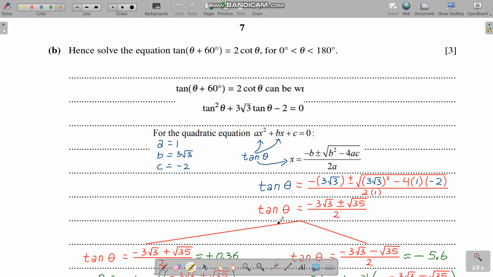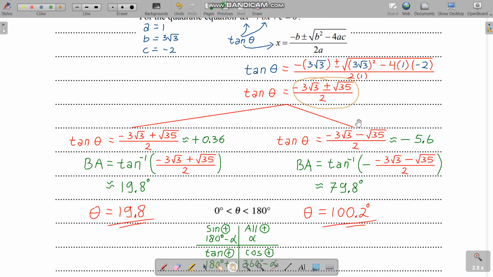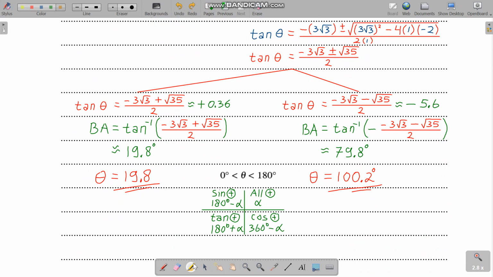Next part, solve. So previously we know that we can rearrange this into this. Okay, so we are solving this quadratic in tangent. So use the quadratic formula in the MF19, identify the A and the B and the C, and the X in this case is tangent theta. Plug in everything into the formula and use a calculator. If you use your calculator, you're going to get this. So we have two possibilities. Tangent theta can be the one with the positive and the other solution with the negative.